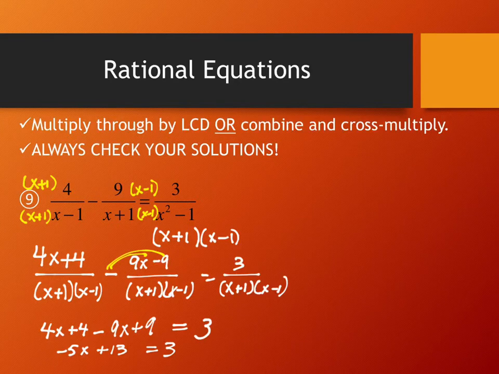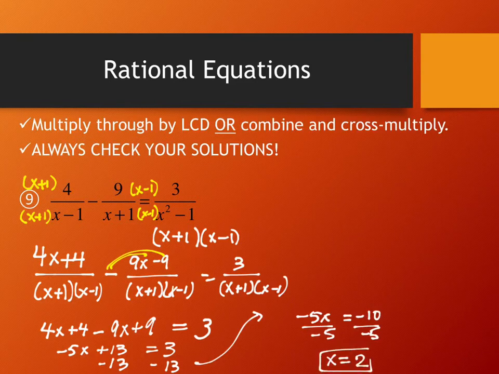What would I do next? Subtract my 13. So now I have negative 5x equals what? Negative 10. And divide by negative 5. So the x is going to equal 2.